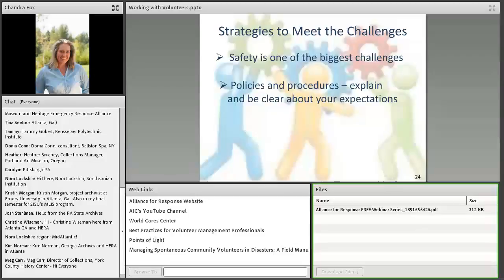Make sure they understand that if they agree to come and volunteer, they have a set of expectations that they're required to meet as well. It is a two-way street here.